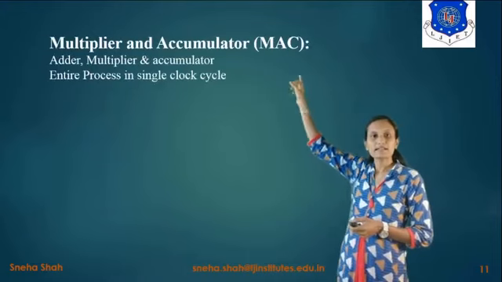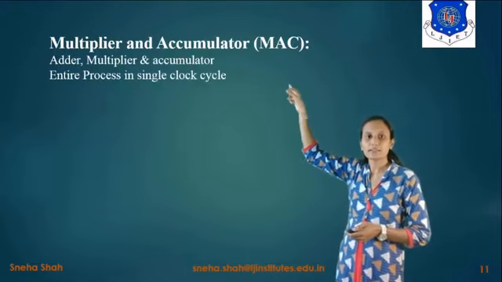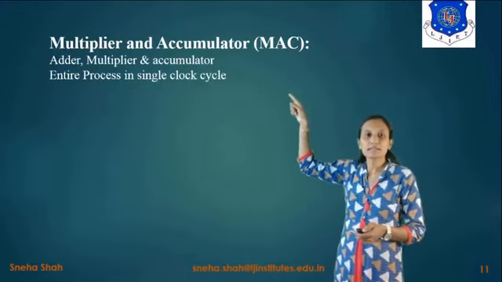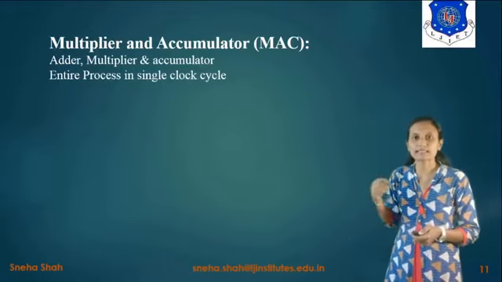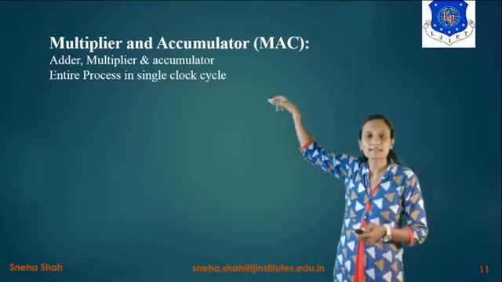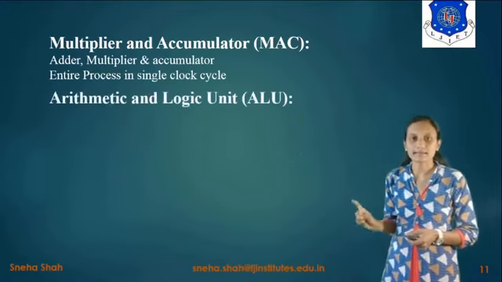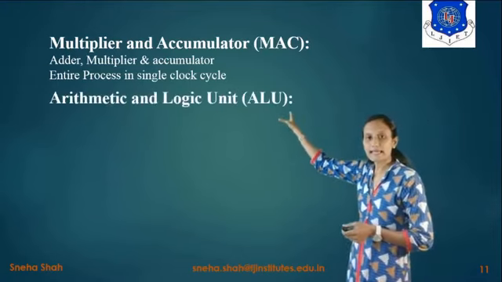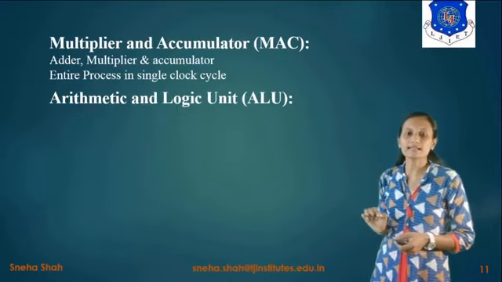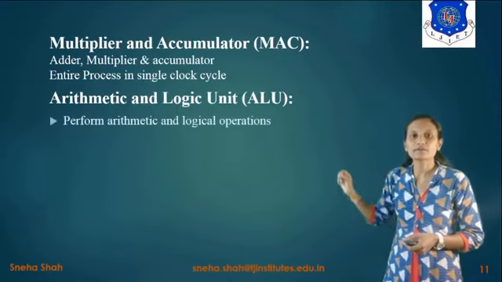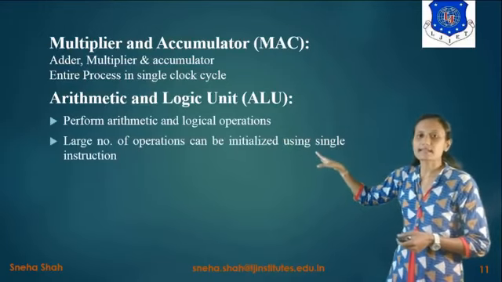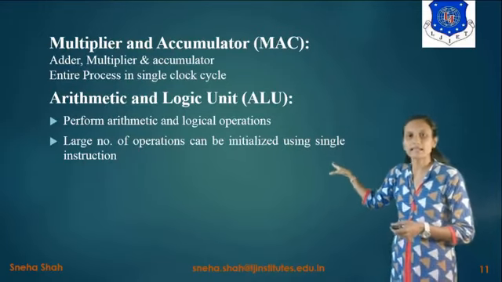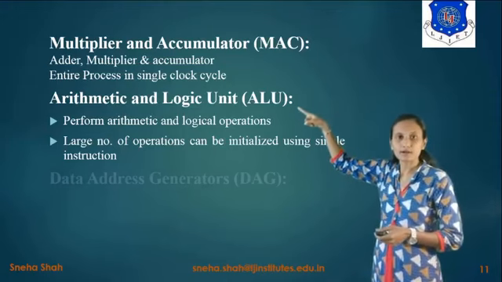So basically if we are defining the multiplier and accumulator block, in this we are doing the addition, multiplication and accumulation. Accumulation means we are storing the data. The entire process will be done in a single clock cycle. Now the next block is the arithmetic and logic unit. In the arithmetic and logic unit we will be performing the arithmetic and logical operations. A large number of operations can be initiated using a single instruction in this block.